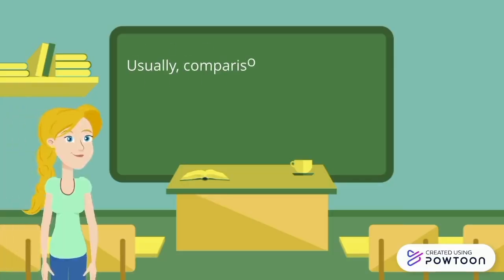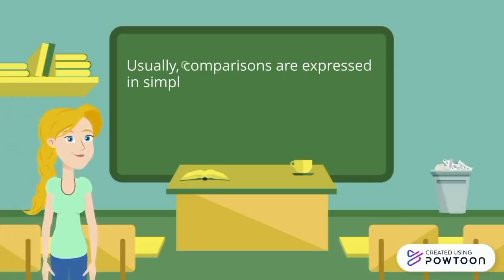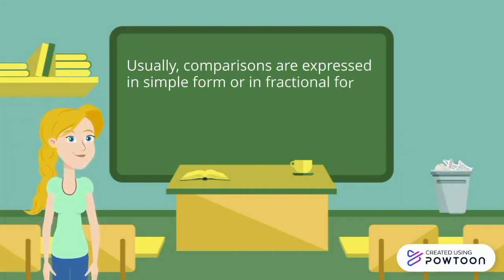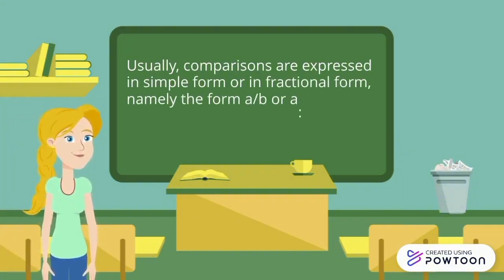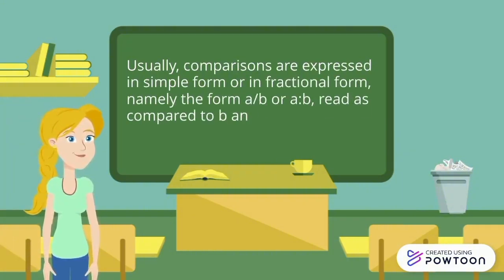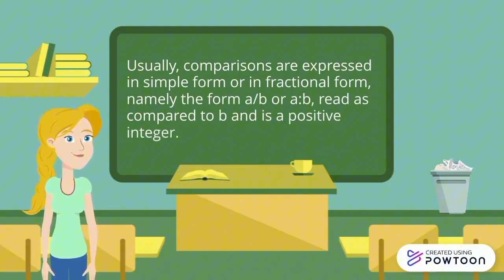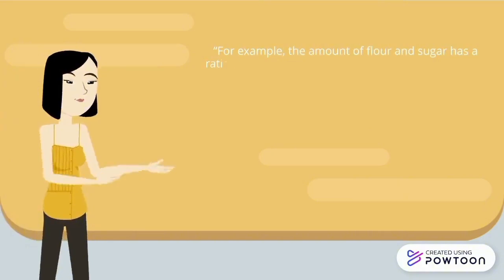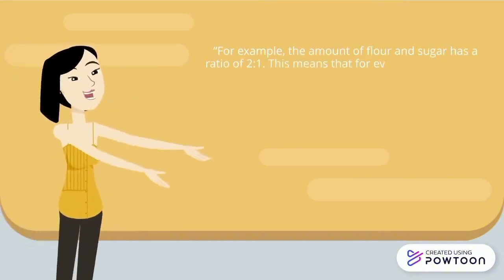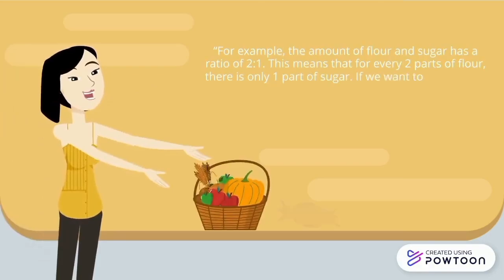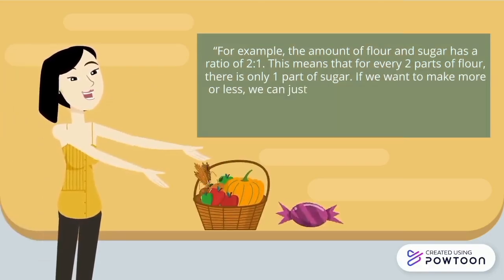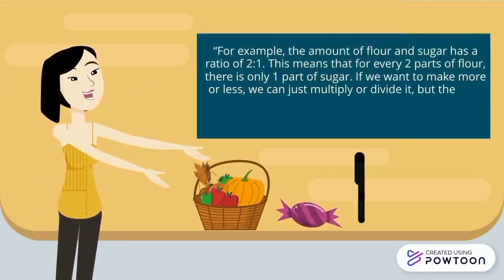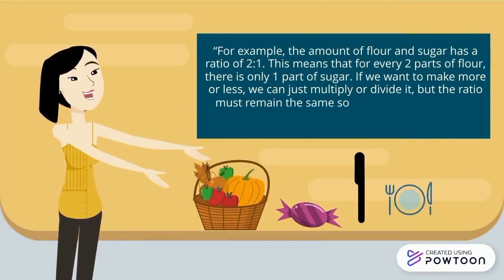Usually, comparisons are expressed in simple form or in fractional form, namely the form a/b or a:b, read as a compared to b, and is a positive integer. For example, the amount of flour and sugar has a ratio of 2 to 1. This means that for every 2 parts of flour, there is only 1 part of sugar. If we want to make more or less, we can just multiply or divide it. But the ratio must remain the same so that the cake still tastes good.